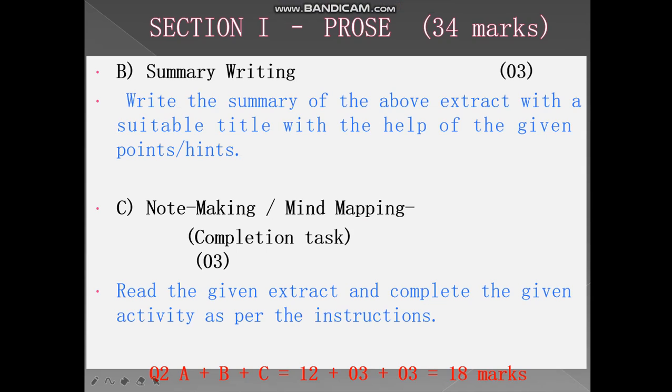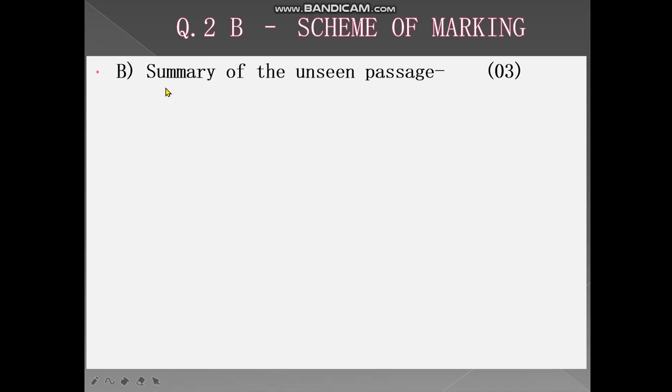Totalizing is given over here. Question 2a plus b plus c: 12, 3, 3, and that is 18 marks. Then it is very important to see the scheme of marking for question 2b, in what manner the paper checker is going to check your answer. Now see question 2b, summary of the unseen passage, which is for 3 marks. So what is the classification of these 3 marks, and in what manner are we going to check your answer?